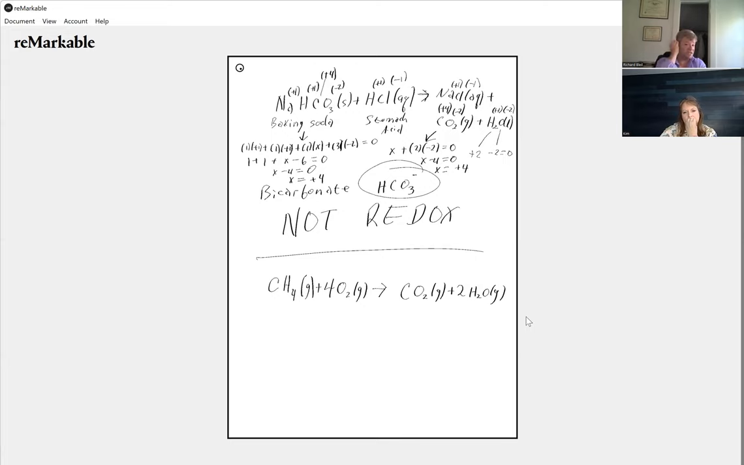If the question is simply, is this a redox reaction? Yes, it is. Done. Has oxygen in its elemental state, it's redox. Why? Because in its elemental state, the oxidation number is always zero. In a compound, it is never zero. So it has to change oxidation numbers.